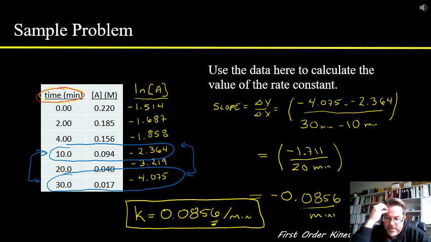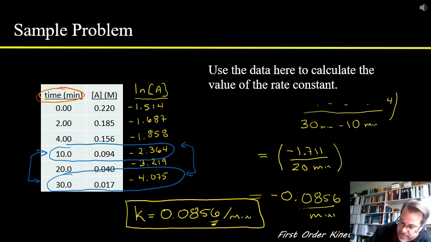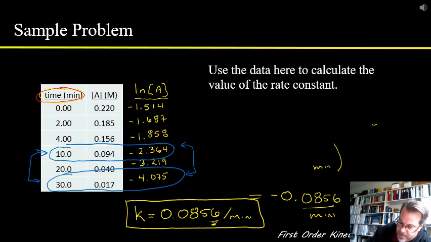All right. And let me say this too. You can have a problem like this for which the first part is calculating the rate constant using the log data, and that's what we've done here. You could have a follow-up question which might say something like, calculate the concentration of the reactant at 15 minutes. Very often these kinetics problems have multiple parts to them.